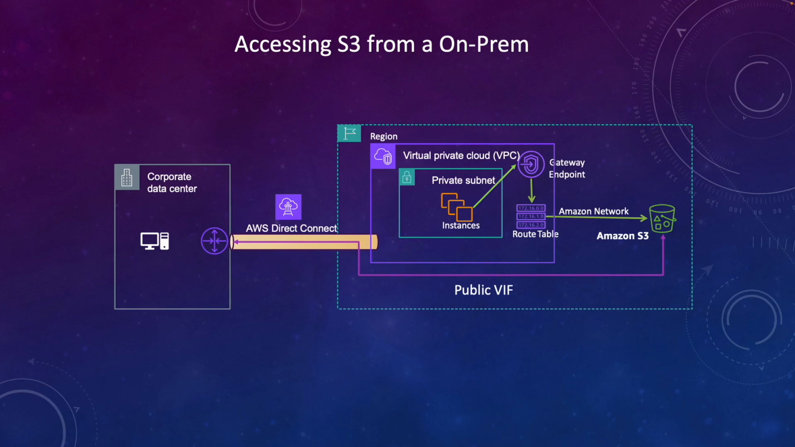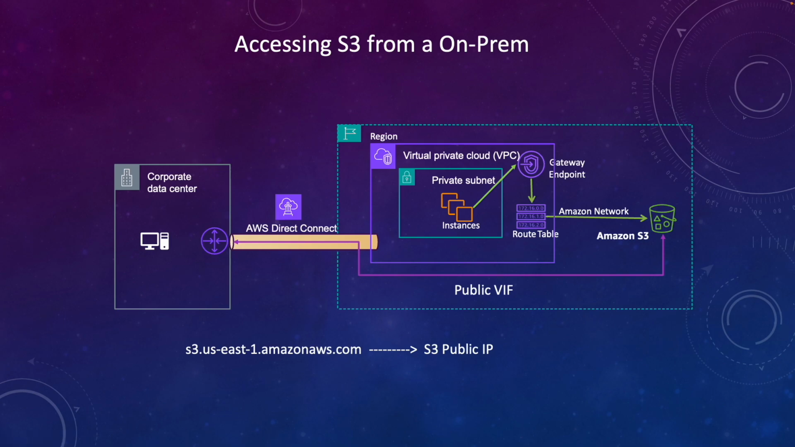In this case, what AWS does is it announces all the public IP addresses of your AWS services to your corporate data center. So if your server is using this DNS name, which is resolvable to a public IP address of the S3 bucket, then you can access this S3 bucket by using your public virtual interface.